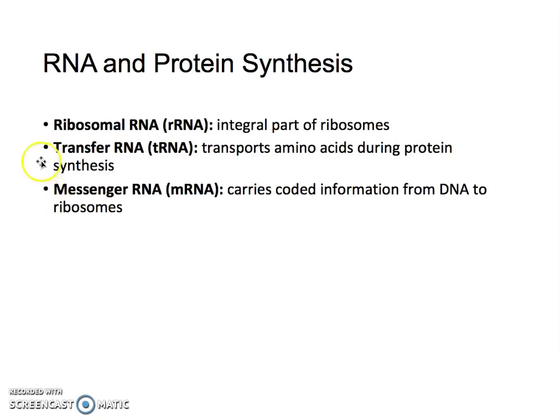So you have several types of RNA. You have your ribosomal RNA, which makes up your ribosomes, your transfer RNA, which escorts amino acids to the ribosome to be included on the protein strand that you're working with. Then you have your messenger RNA, which carries the coded information from the DNA to the ribosomes.